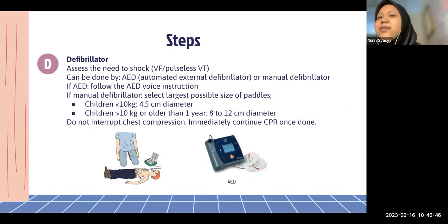If you use an AED, just follow the AED voice instruction. And if you use a manual defibrillator, you may select the largest possible size of paddles. If the child is estimated to weigh less than 10 kilograms, you may use a 4.5 centimeter diameter paddle. If the child is more than 10 kilograms or older than 1 year, you may use 8 to 12 centimeter diameter. And you must always remember not to interrupt the chest compression as much as possible, and immediately continue CPR once done. Okay, next.